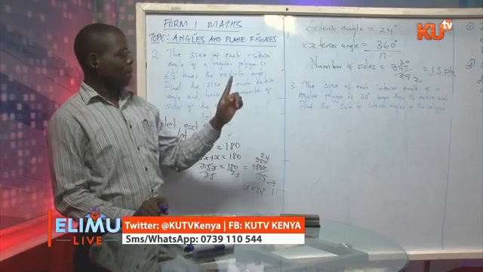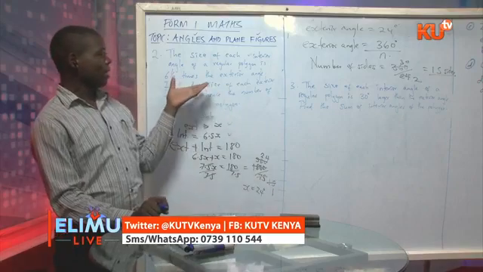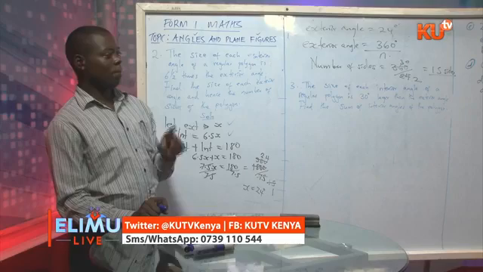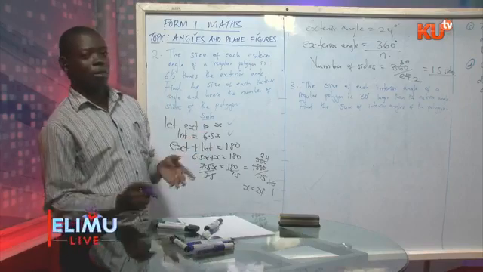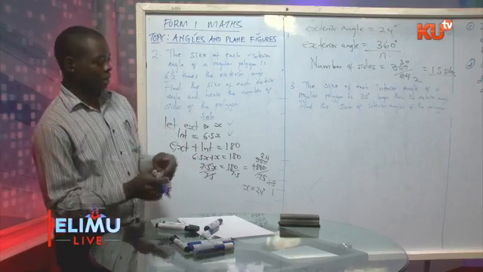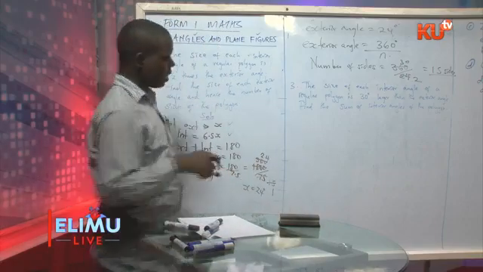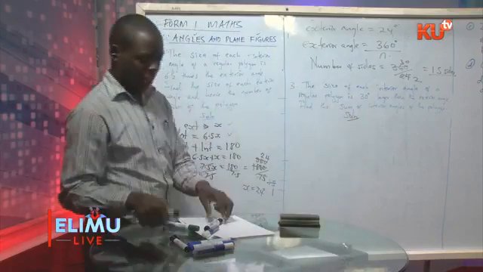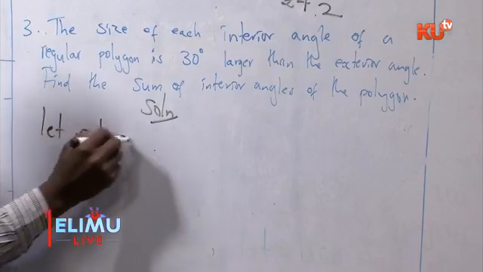We now have the interior, we have the exterior, and now we are asked the sum. In the first case, there was no sum. But in question 1, we were given the sum with a value. These are the same questions, but they are worked out differently using the same formulas. So I'll again say let the exterior be x.